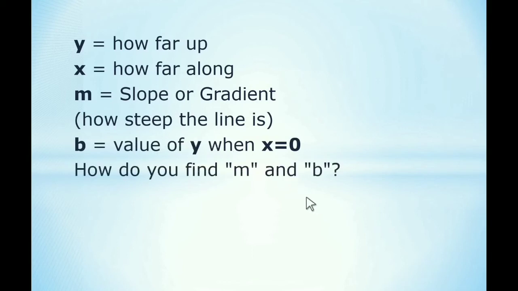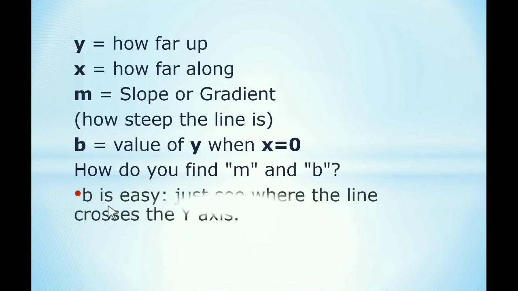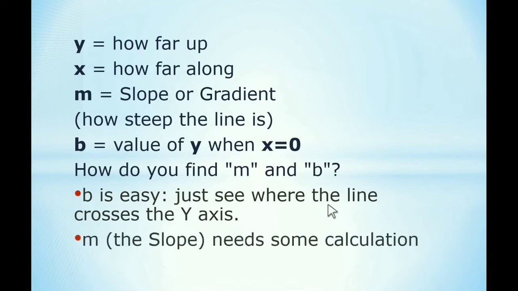How do you find m and b? B is easy. Just see where the line crosses the y-axis. The value of b is very easy. Look at the graph of a function where it crosses the y-axis. That will be the value of b when x is equal to 0. M is the slope. Needs some calculation. A slope formula we have studied in the first lecture. You can calculate it easily.